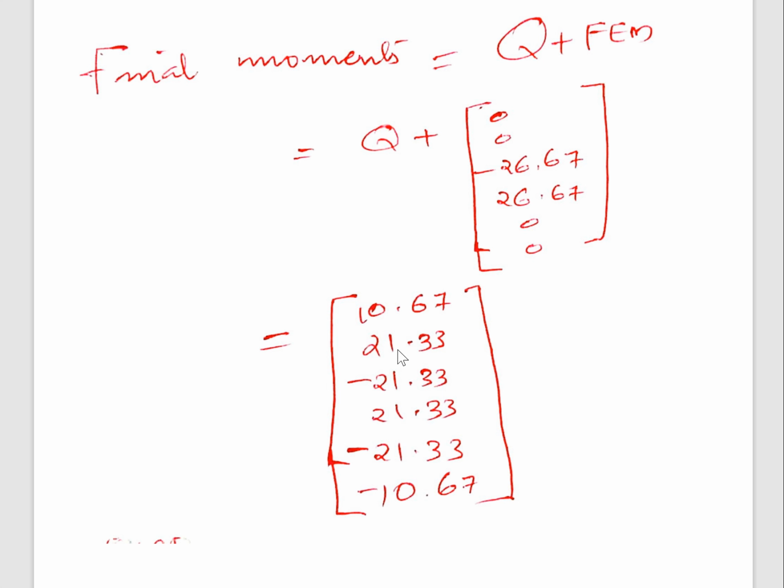So these are the final moments. MAB is equal to 10.67, MBA is equal to 21.33, MBC is equal to minus 21.33, MCB is equal to 21.33, MCD is equal to minus 21.33 and MDC is equal to minus 10.67. So these are the final moment values. Using this we can also draw the bending moment diagram by incorporating the free moment diagram with the end moment values.